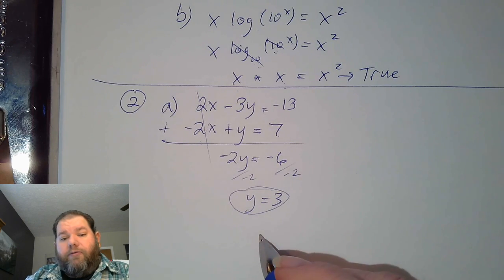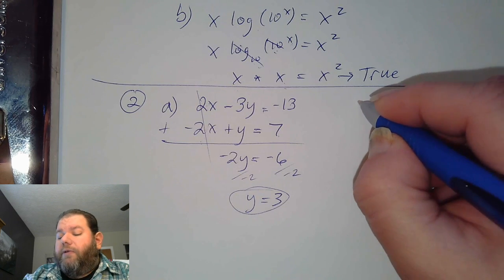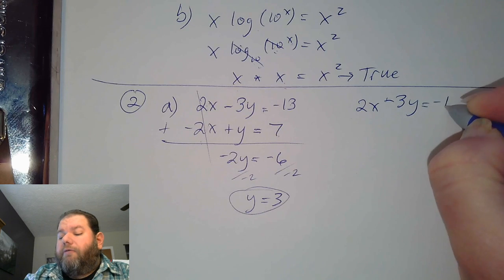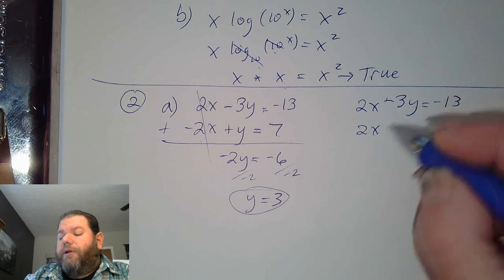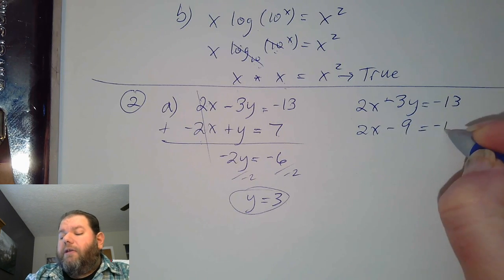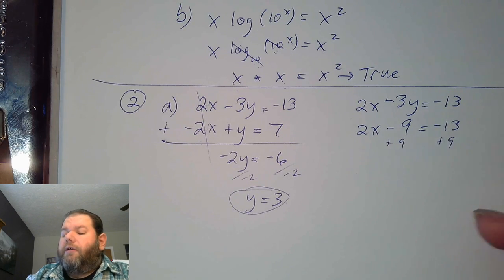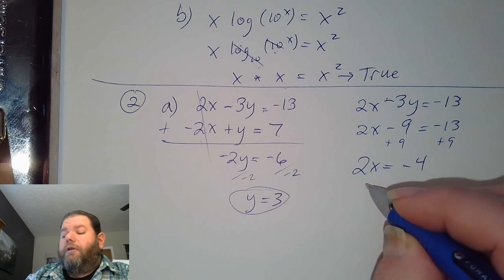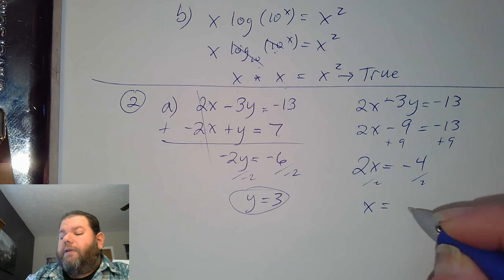So now we can take this result, plug it back in, and solve for x. So if we know that 2x minus 3y equals negative 13, 3 times y, 3 times 3 is 9, so 2x minus 9 is negative 13. Add the 9 over. So 2x is negative 4. And if we divide by 2, then we get x is negative 2.